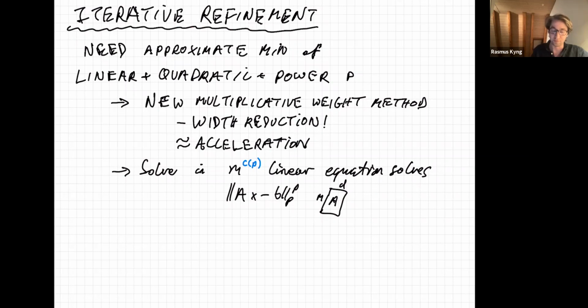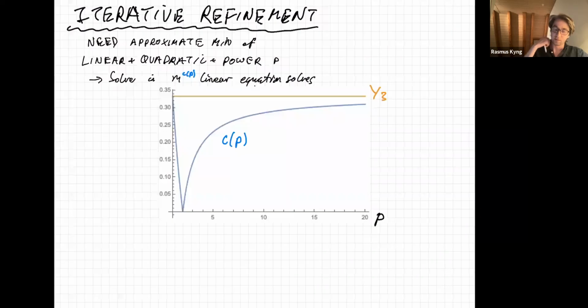Now we solve this problem in numbers. So again, we have this p-norm regression problem with, say, m rows, d dimensions, and the variables. We solve it in m to a constant that depends on p linear equation solves. Now, what does that constant look like? Remember, this would be 1/2 if we were doing Nesterov and Nemirovsky, the old-fashioned methods. Okay, so here I'm plotting that exponent as a function of p, and you can see that it goes down to 0 at p equals 2, and then at p equals 1, and for very large p, it approaches 1/3.